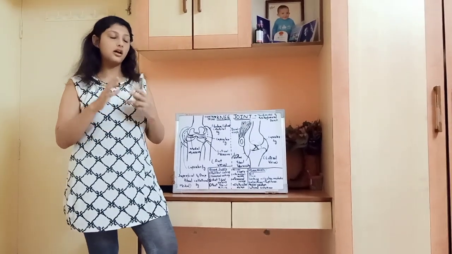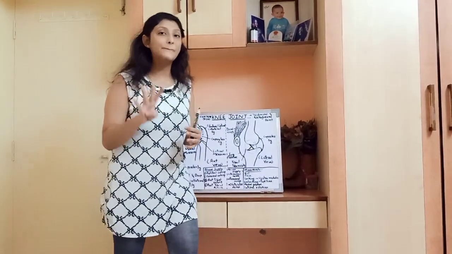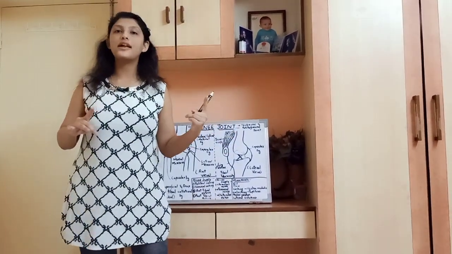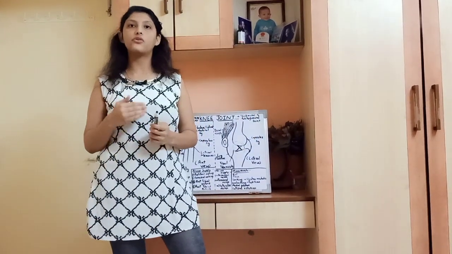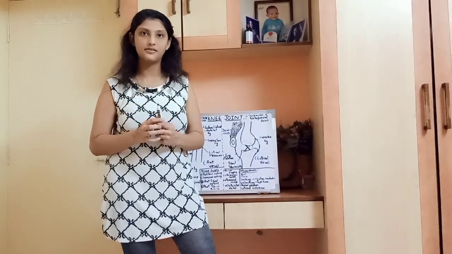So these are the 4 major ligaments. The first one is the medial collateral ligament, also termed the tibial collateral ligament, and the second is the lateral collateral ligament, termed the fibular collateral ligament. The third is the anterior cruciate ligament, and the fourth is the what? Posterior cruciate ligament. Okay, now we are going to discuss the further ligaments.